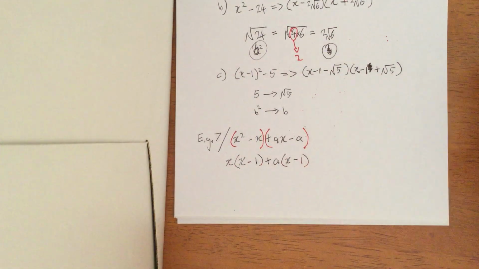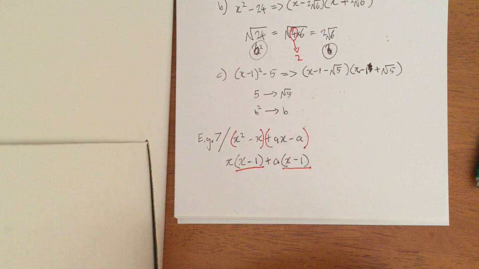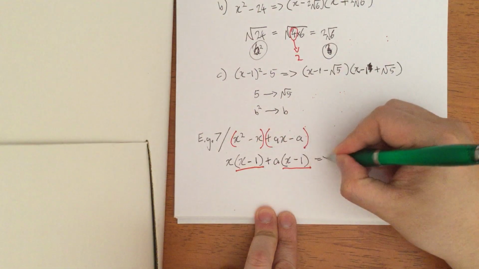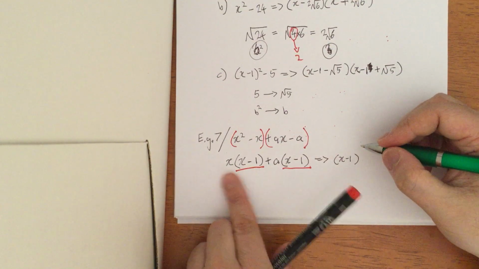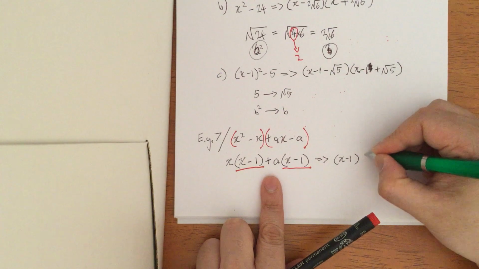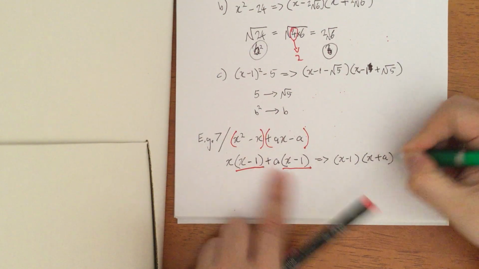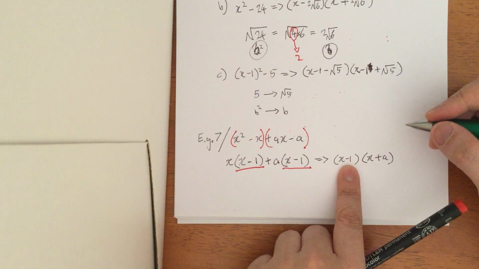Now, is there anything common here? Of course there is. X minus 1 seems to be the common factor. Yes, sir. You take them out. All right. What's remaining inside the bracket? Well, x is there plus a. There you go. Your final answer looks like this.